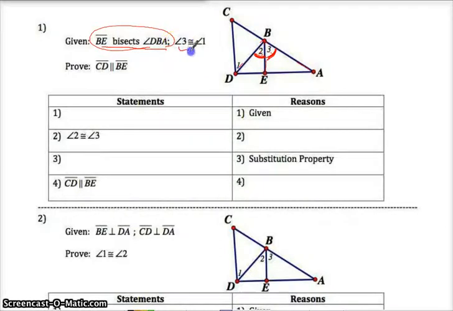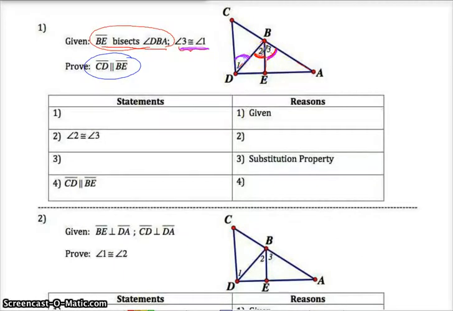Then the second one says angle 3 is congruent to angle 1. So I'm going to mark that on my diagram, that these are congruent to each other. Well, if this has one mark, and these are congruent, I can put one mark here. So now I can see all three of these are congruent to each other. But we have to go through the proof and fill in things and try to find out how that's going to lead to our conclusion, which is that these two segments are parallel. So CD is parallel to BE.